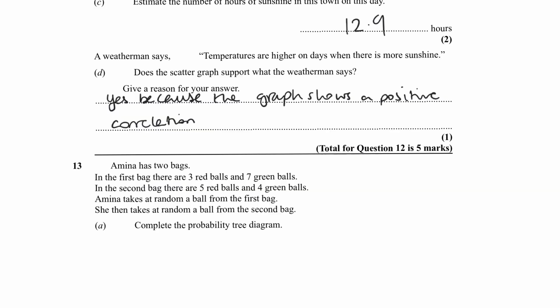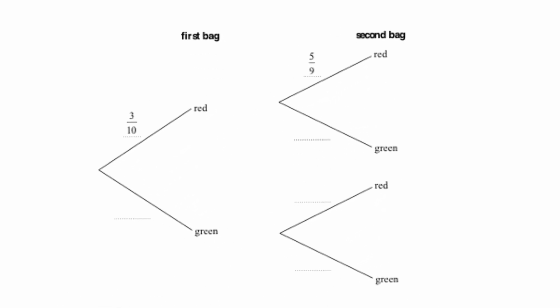So anything along those lines is fine. Then it says Amina has 2 bags. The first bag has 3 red balls and 7 green balls. The second bag has 5 red balls and 4 green balls. Then it says Amina takes a ball at random from the first bag, then she takes a ball at random from the second bag. And it wants us to complete the probability tree. So they've kindly drawn it for us.